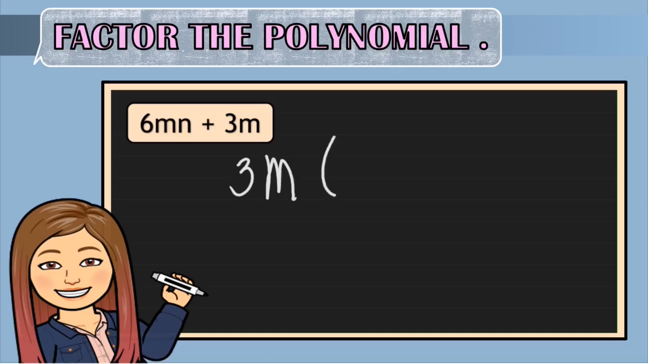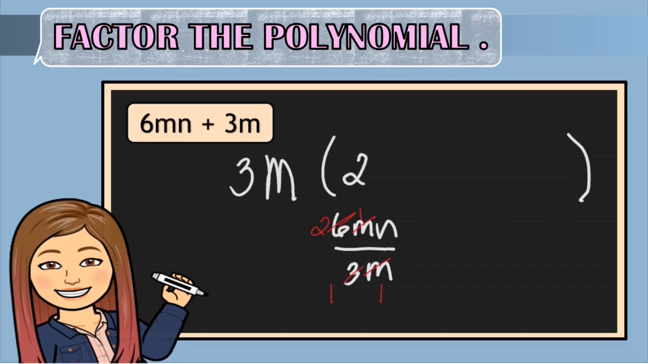And then we enclose inside the parentheses the quotient. We divide 6mn with the GCMF 3m. 6 divided by 3 is 2. M divided by m is 1. There is nothing to divide n, so it remains n. So the quotient in the first term is 2n.